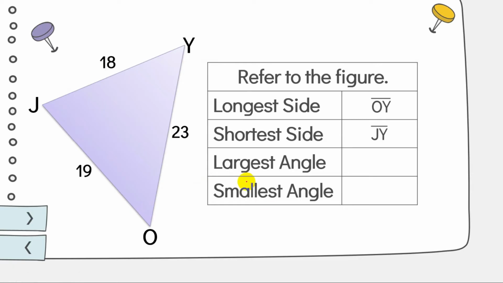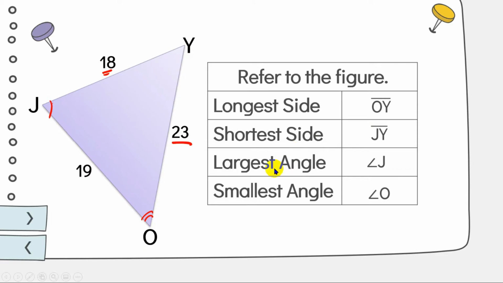So, using this information, 23 and then 18, gamit yan, malalaman natin yung largest and smallest angle. So, for the largest angle, opposite siya ng longest side. So, what is the angle opposite to side YO? And that is angle J. So, ito po yung ating largest angle ngayon. Opposite siya ng longest side. So, for the smallest angle, opposite naman siya ng shortest side. So, if we have JY as the shortest side, the smallest angle is angle O. So, ito naman po yung smallest angle.